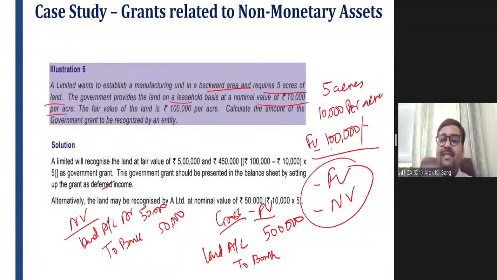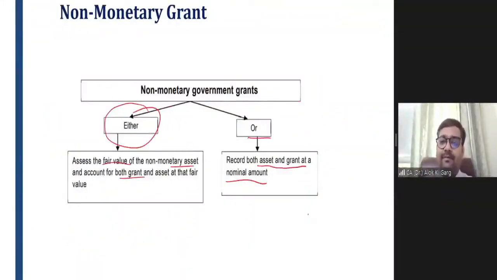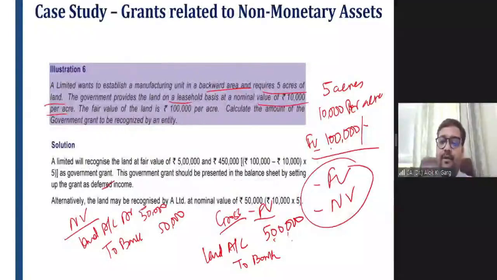Tejal, how much money has been paid? 10,000 rupees has been paid, 10,000 multiplied by 5, so it is coming out at 50,000. We have paid 50,000. So how much benefit has the company received as deferred government grant? 90,000 rupees per acre benefit has been received.